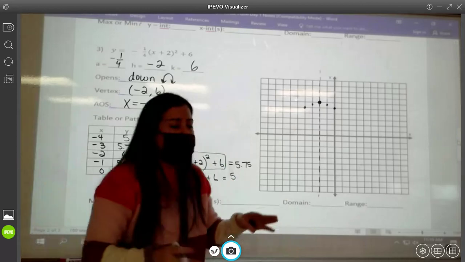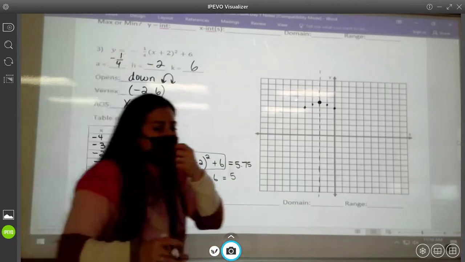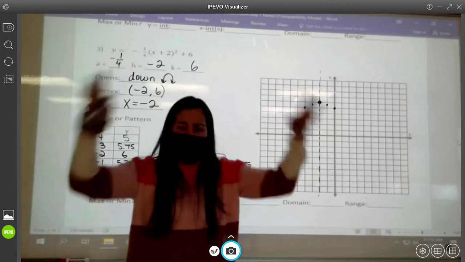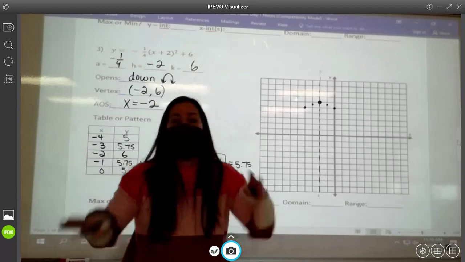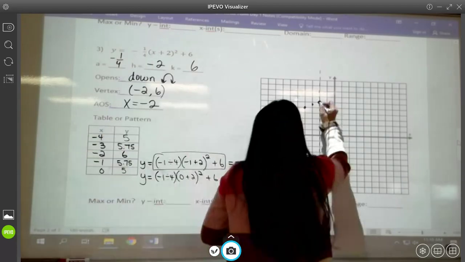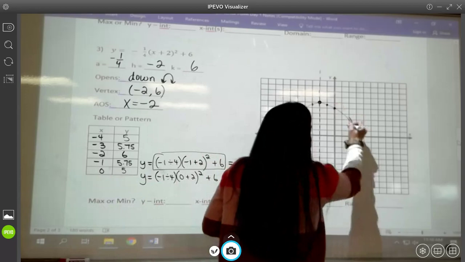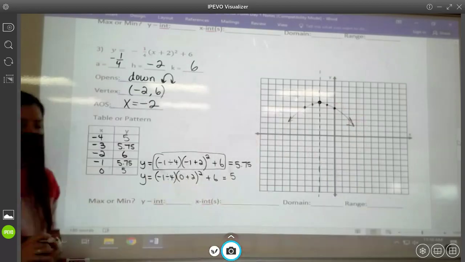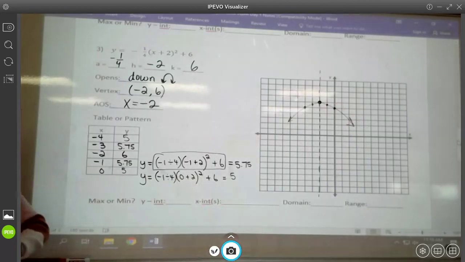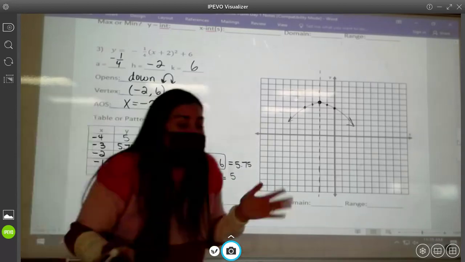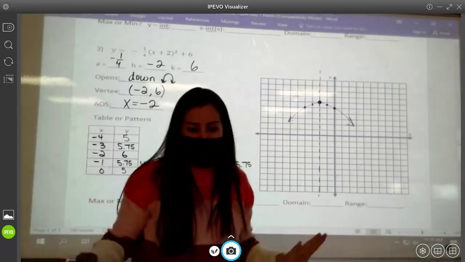Now, usually what happens when A is a fraction, normally your parabola is pretty wide. It's like fat almost. I don't like that word, but it's chubby. All right, it's wide. And it looks like that. Okay, is that all right with everybody? Yes? So again, my advice is just, if A is a fraction, use a table.